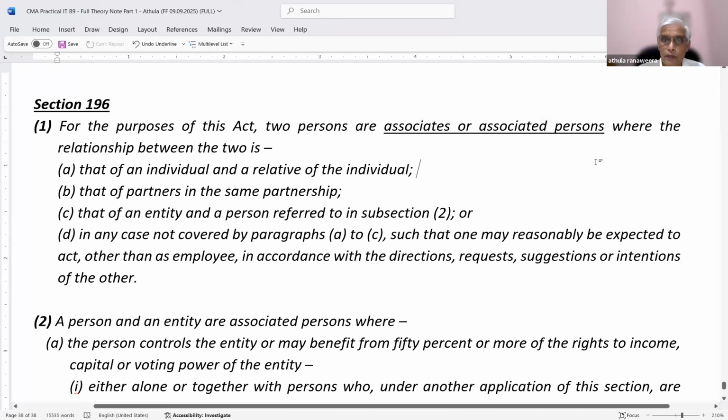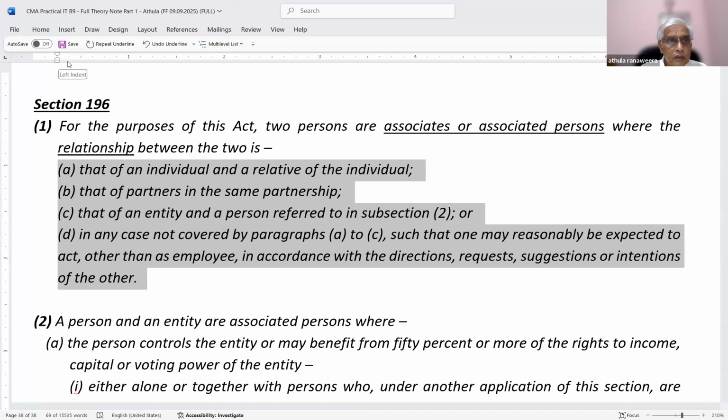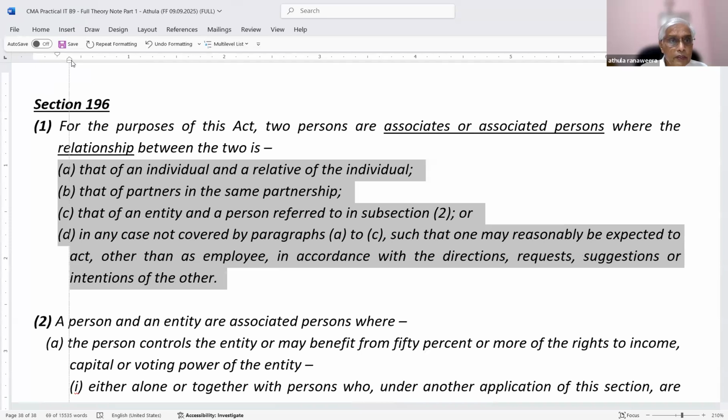Now this I just copied down from the act, that's all. Where relationship between, now we are trying to find out the relationship. This analysis is based on a relationship. Relationship between two is, there are 4 items in it. Now we will see these 4 items.